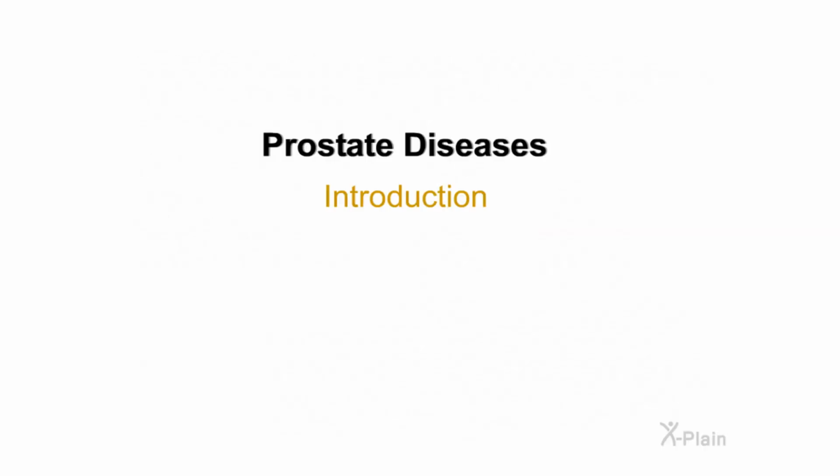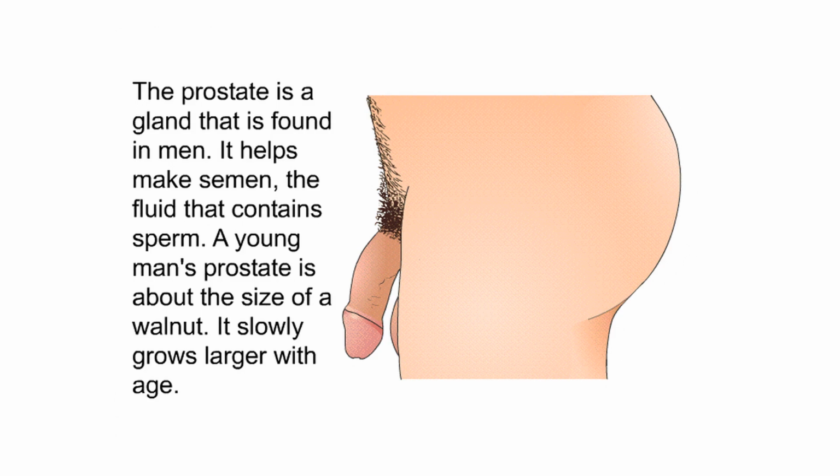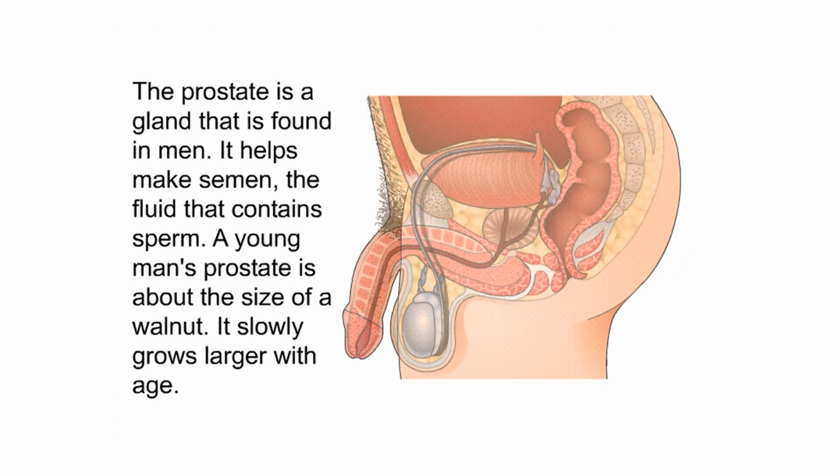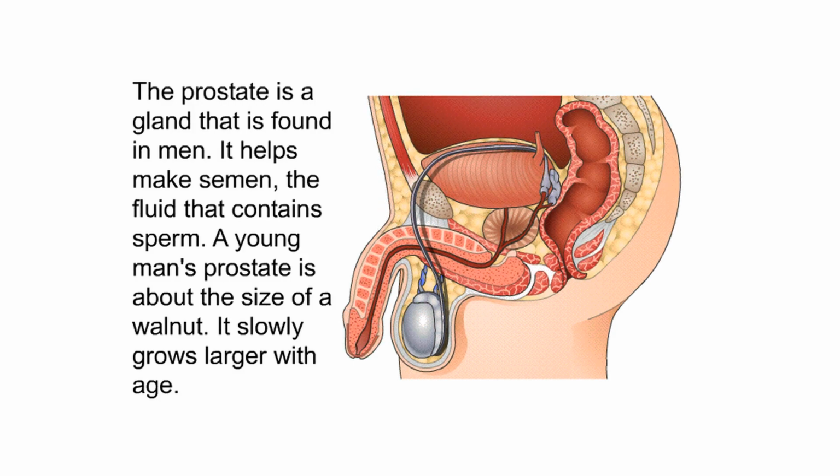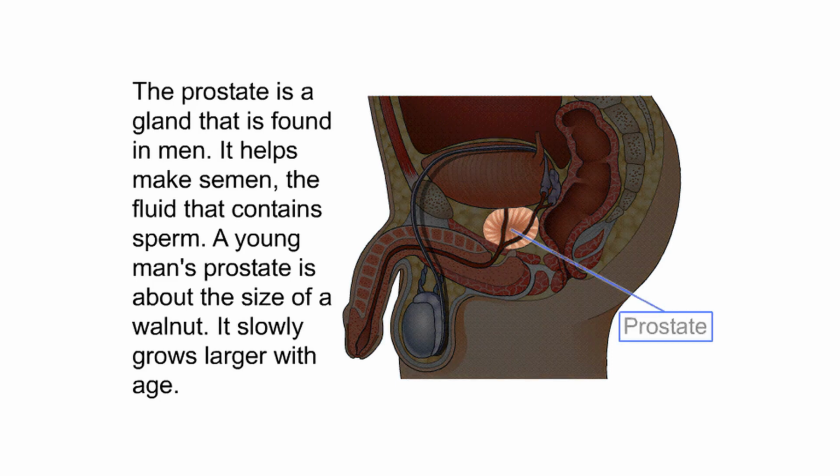Prostate Diseases. Introduction. The prostate is a gland that is found in men. It helps make semen, the fluid that contains sperm. A young man's prostate is about the size of a walnut. It slowly grows larger with age.